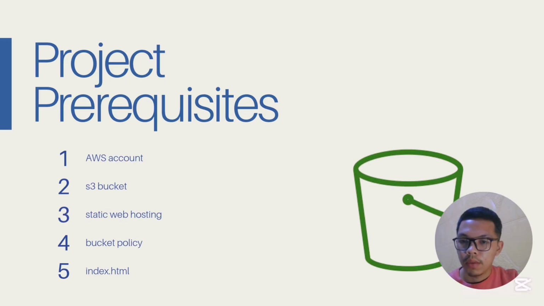The first one is an AWS account. You have to create one. The second one is an S3 bucket, so we will do it later. The third one is static website hosting. You have to enable this. By default, it is disabled, so we have to enable this one for sure. The fourth one is the bucket policy to allow read access to the users, and the fifth one is an index.html file. If you don't know how to write an HTML file, you can ask ChatGPT or DeepSeek to generate a very simple HTML file.